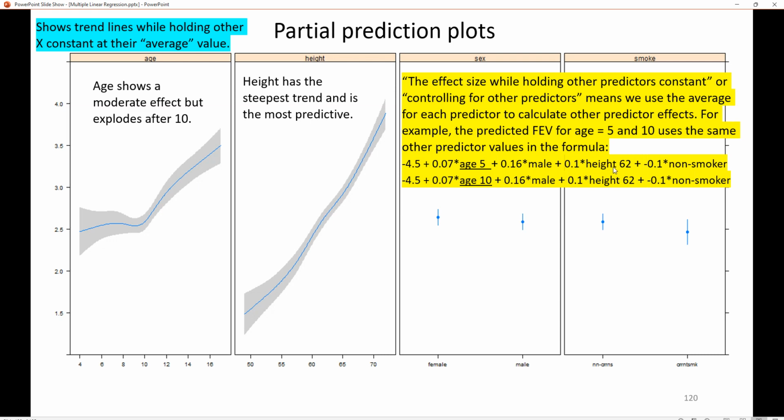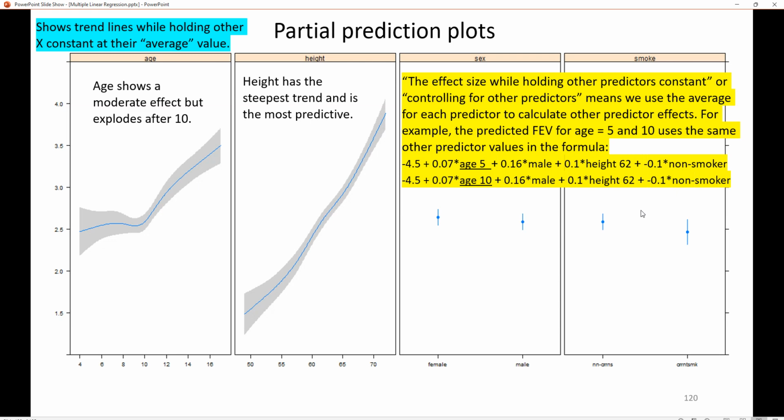And then we're going to use a height of 62 inches. That's the average height for the sample. So we're going to use 62 times 0.1 in that calculation. We're going to do it for both rows of data for the 5 and 10-year-old. And then we're going to multiply the coefficient of negative 0.1 for the value for non-smokers. We're going to do that in both rows.